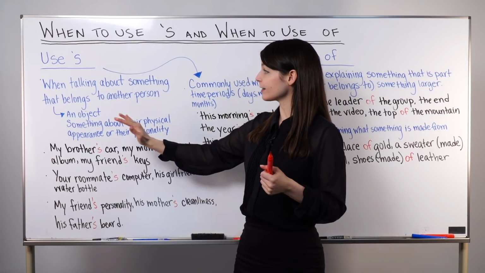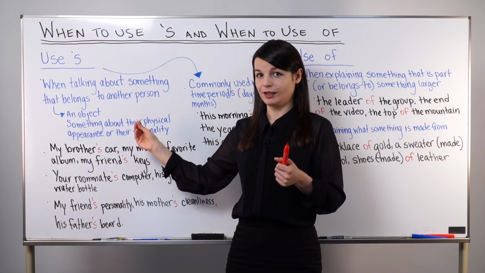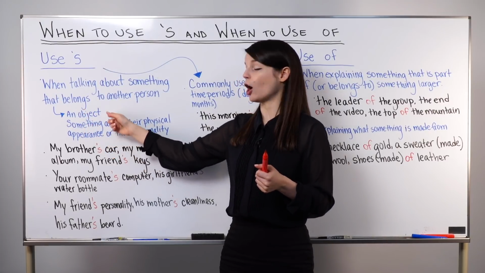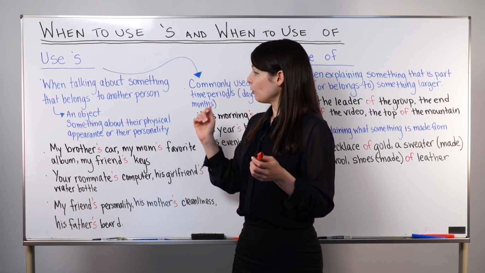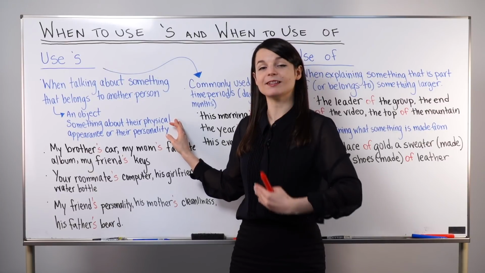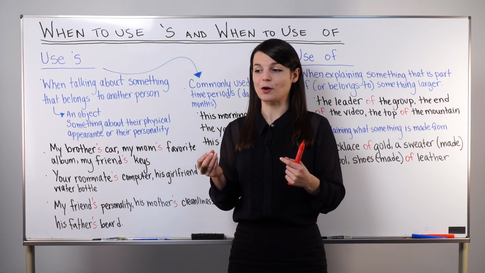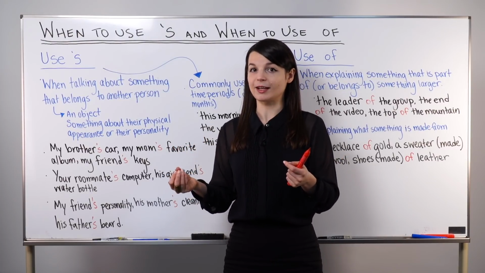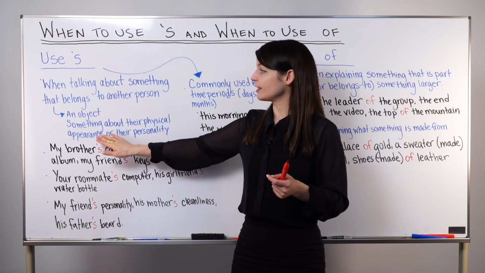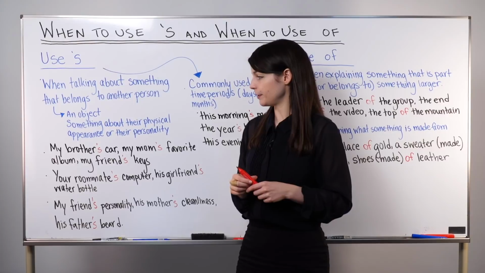We use apostrophe S when we're talking about something that belongs to another person. When I say something that belongs to another person, this can mean an object like a pen or a shirt, or it can mean something about that person's physical appearance. Physical appearance means the way they look, or it can be about their personality. What kind of personality does that person have? What are their characteristics? So we use apostrophe S when we're referring to these kinds of things relating to people. Let's look at some examples of this.